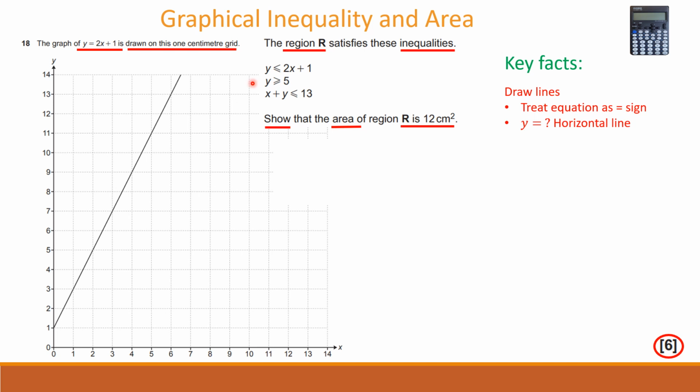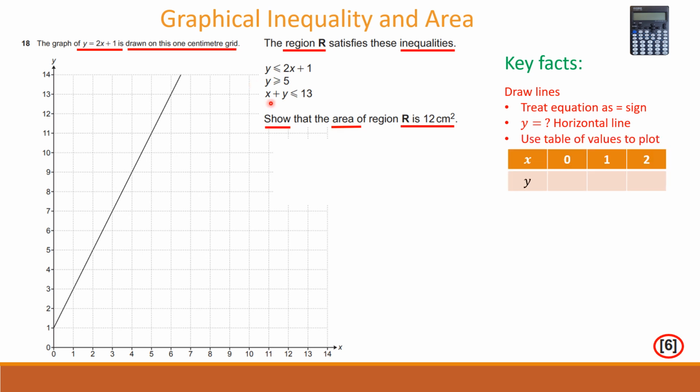Remember, if you've got y equals a value, that gives you a horizontal line. So here's your y-axis. Whatever value y equals, it is going to draw a horizontal line coming across. If it was x equals, it would be a vertical line. But here we've got y equals, so it's going to be horizontal.